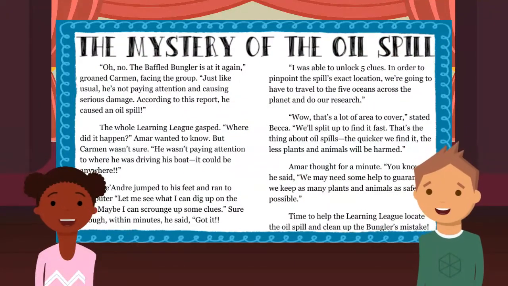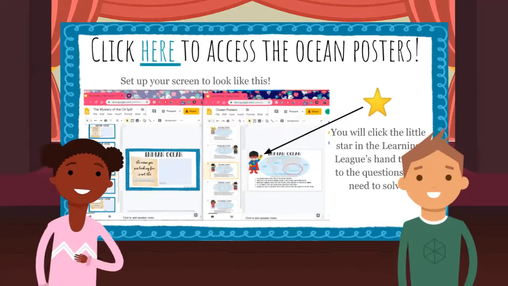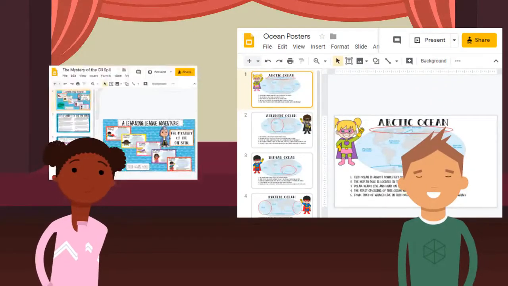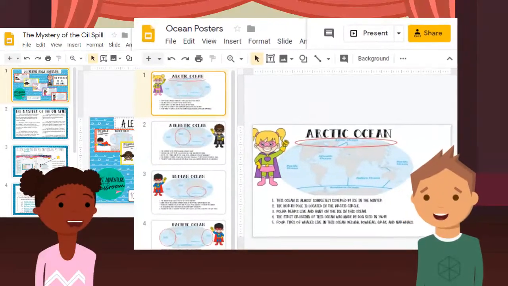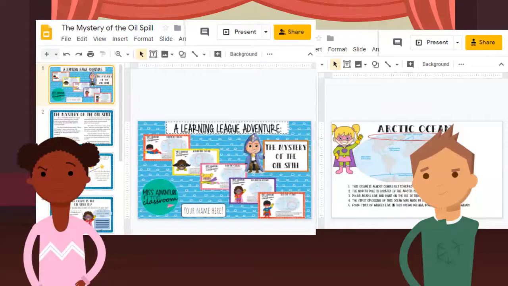To begin the activity, students will read the mystery story on slide 2. Then, slide 3 gives them access to online posters and shows them how to set up their screen. They will have 2 browser windows open, one with the posters and one with the booklet. The poster slides have the information to answer the clues, as well as links to get to the math or reading problems. The remaining slides in the online booklet have the clues they need to solve.